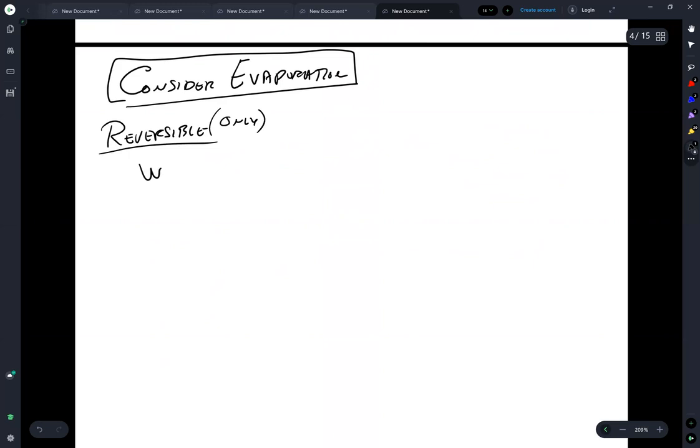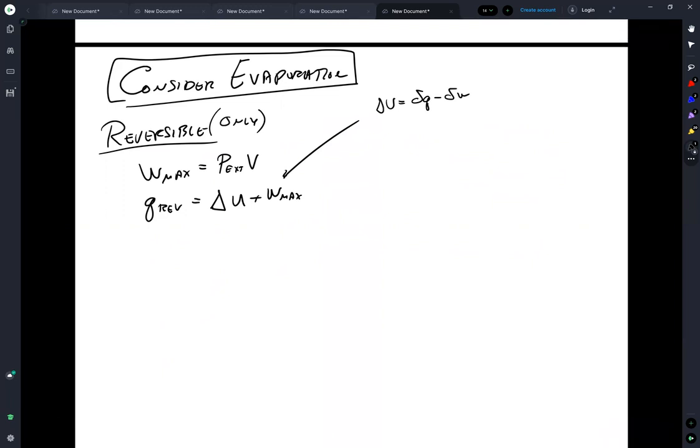Well, then W max is P external times the volume. That makes sense. And Q rev is delta U plus W max, right? And that's just from what we know of delta U is equal to dQ minus dW, right? Our first law of thermodynamics. Okay.